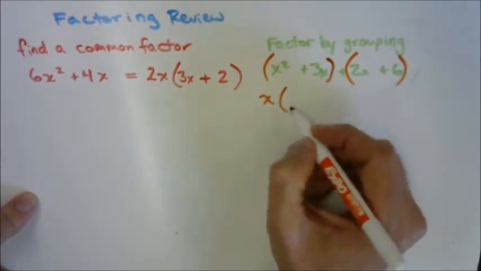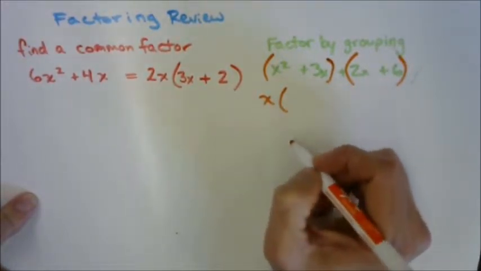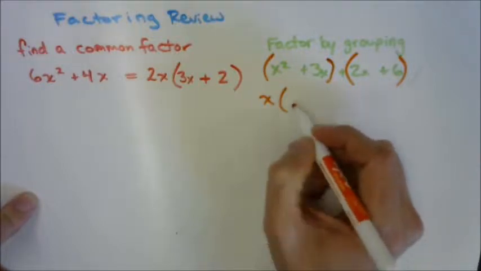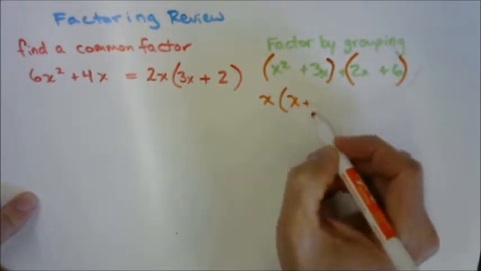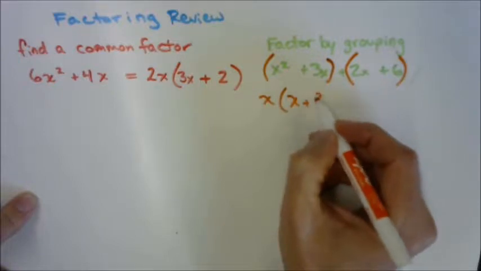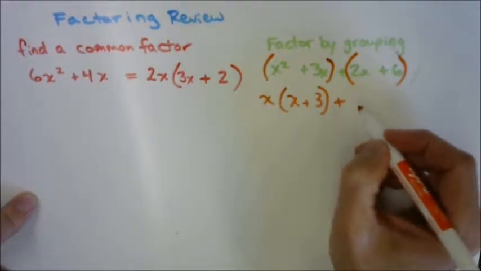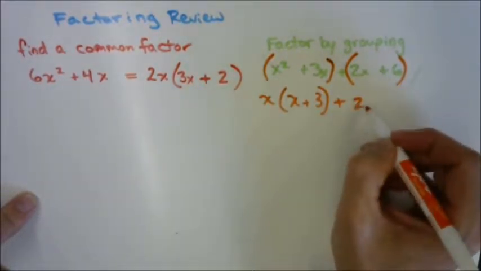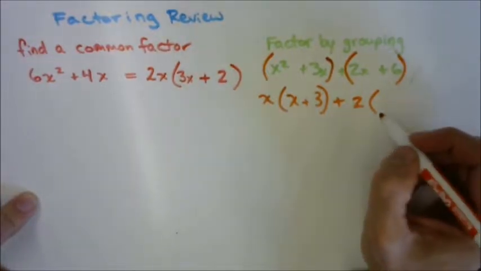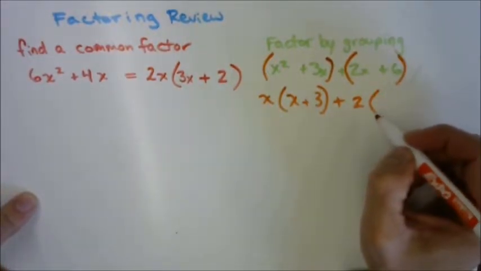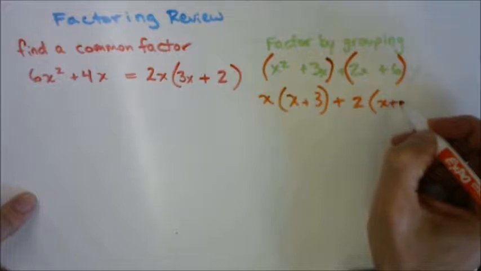what's going to be in this bracket? X plus 3. Nailed it. And over here I can pull out 2. And Julia, what's going to be left in that bracket? X plus 3. X plus 3.